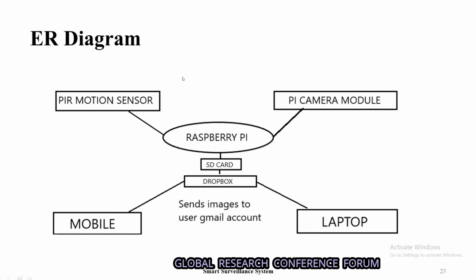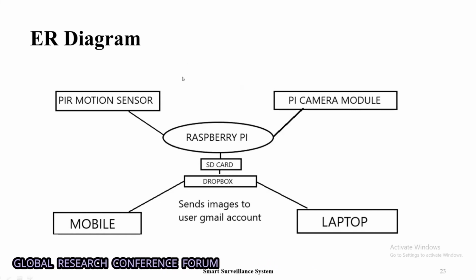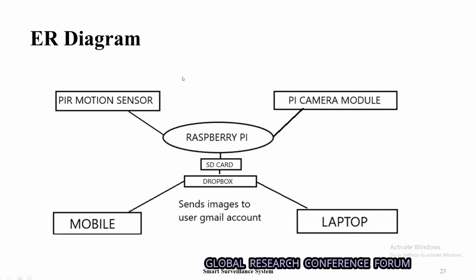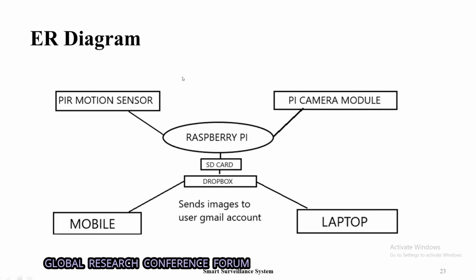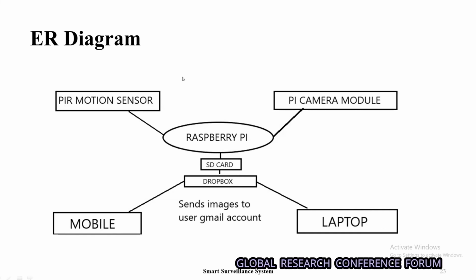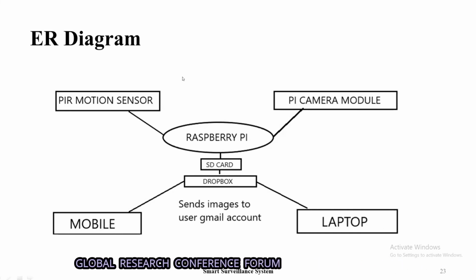So the Raspberry Pi is connected to the PIR module, the Pi camera module and the PIR motion sensor, and the Raspberry Pi is also connected to our SD card, which is the data storage. The Raspberry Pi shares this to the users on mobile and laptop using a Gmail ID.